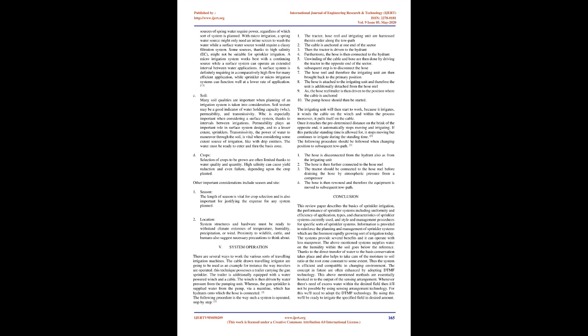D. Crops. Selection of crops to be grown is often limited because of water quality and quantity. High salinity can cause yield reduction and even failure, depending upon the crop planted. Other important considerations include season and site. 1. Season. The length of season is vital for crop selection and is also important for justifying the expense for any system planned. 2. Location. System structures and hardware must be able to withstand climate extremes of temperature, humidity, precipitation, or wind. Proximity to wildlife, cattle, and humans also suggests necessary precautions to consider.